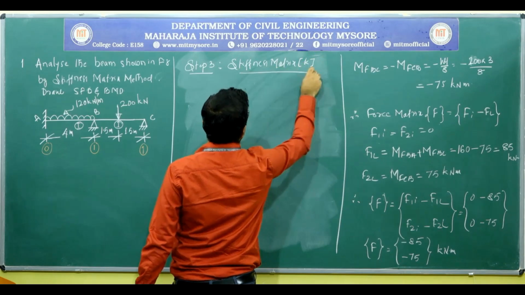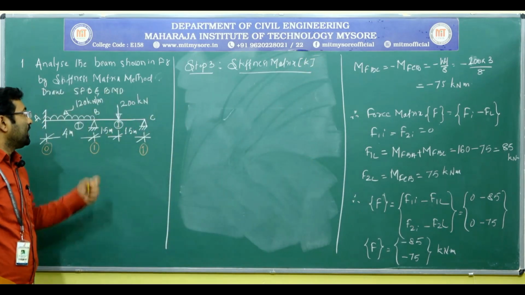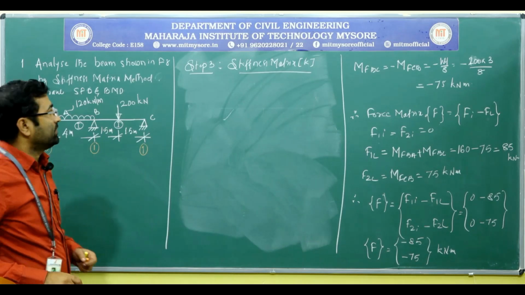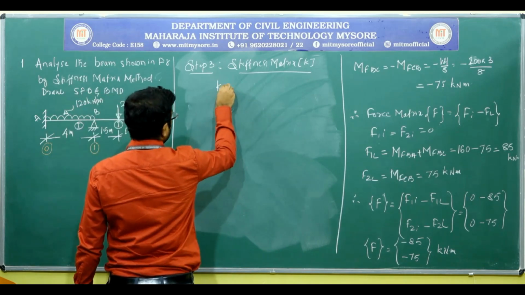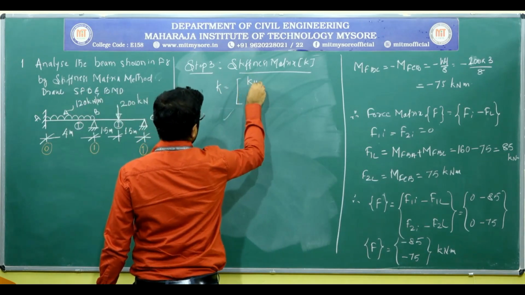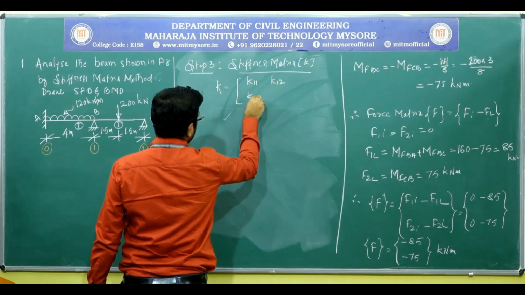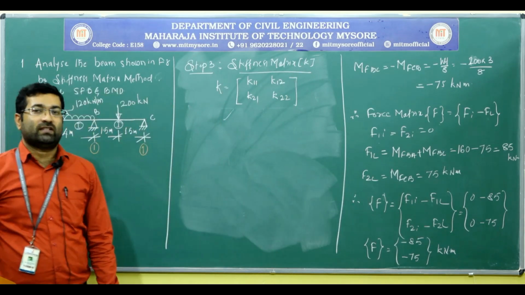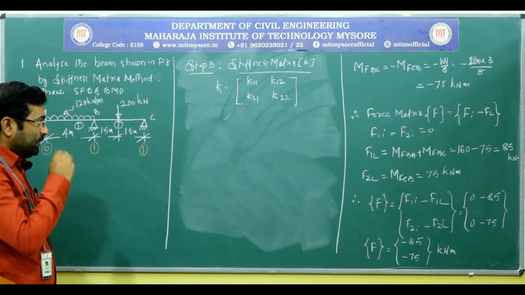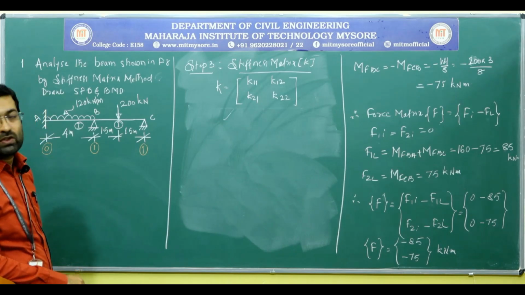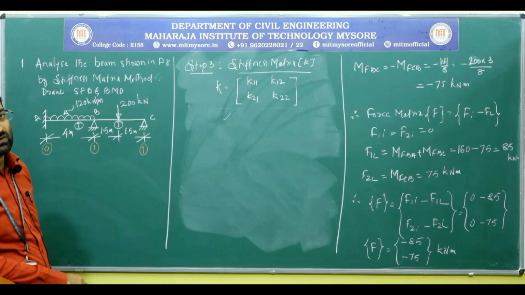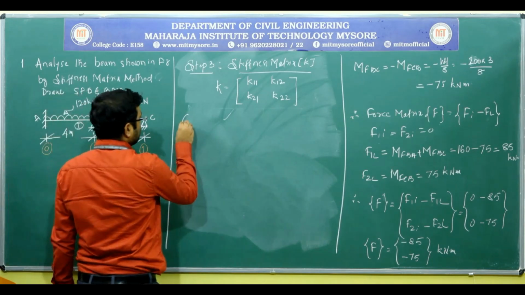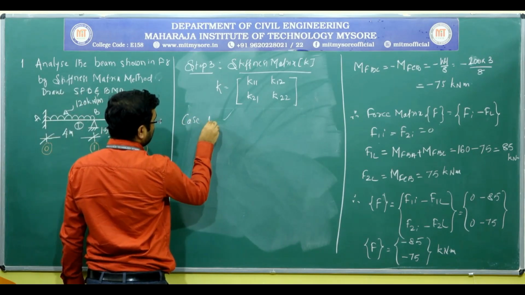K. So as here the degree of freedom is 2, so there will be a 2 by 2 matrix. Okay, so K is equal to, we have to determine K11, K12, K21 and K22. So this stiffness matrix we need to establish. So, to determine these K11, K12, K21 and K22, which we call stiffness coefficients, we need to consider two different cases. So, let us consider the first case, that is case 1.